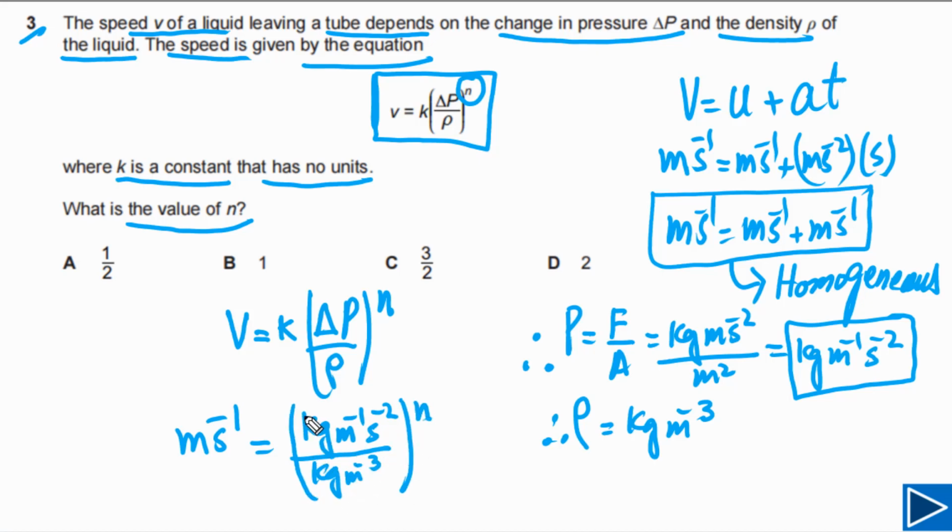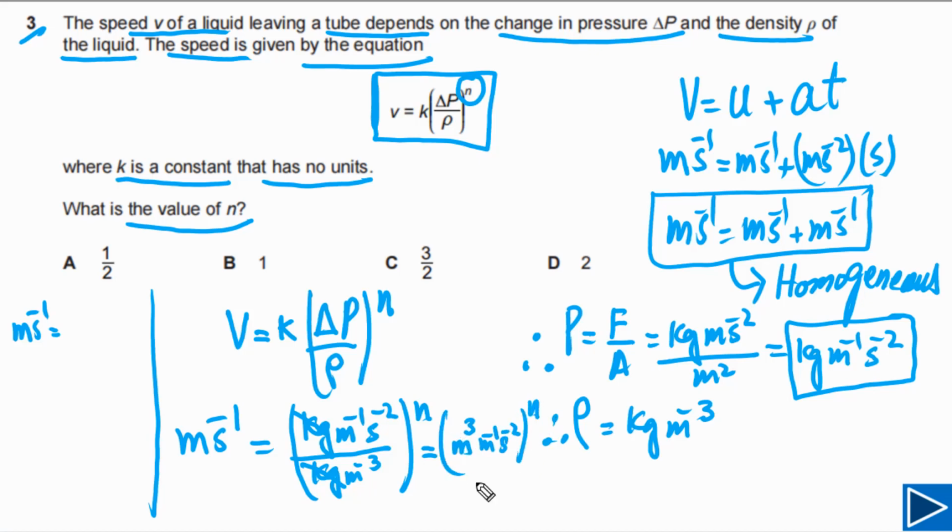Now from here we can cancel this kg with this kg. I will be writing here, so let's move on to this side. Meters per second. From here we can simplify. You see the power of this one is -1. So if I rewrite this one, if I take this one to the numerator, this will be plus, and this one is -1, and this is s to the power of -2, and here we have power n.